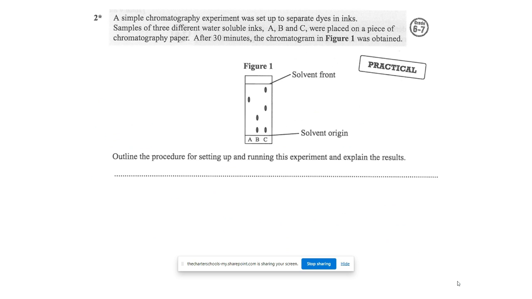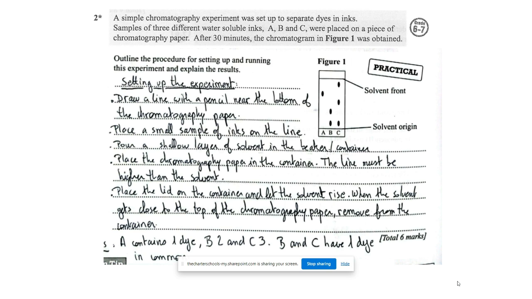A simple chromatography experiment was set up, and we have to outline the procedure. So quickly, you're gonna take your chromatography paper. You're gonna draw a line with a pencil near the bottom of the chromatography paper. You're going to put a small sample of inks on the line. Pour a shallow layer of solvent in a beaker or the container. Place the chromatography paper in the container. The line must be higher than the solvent.